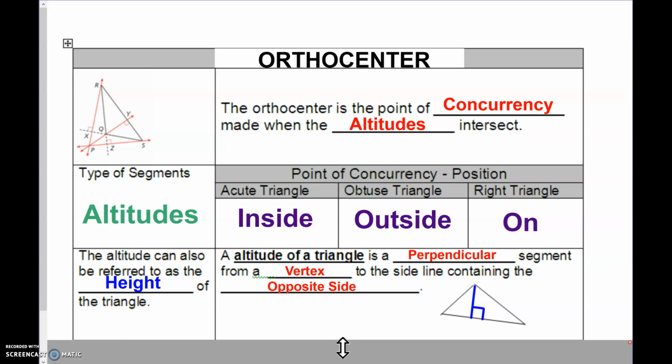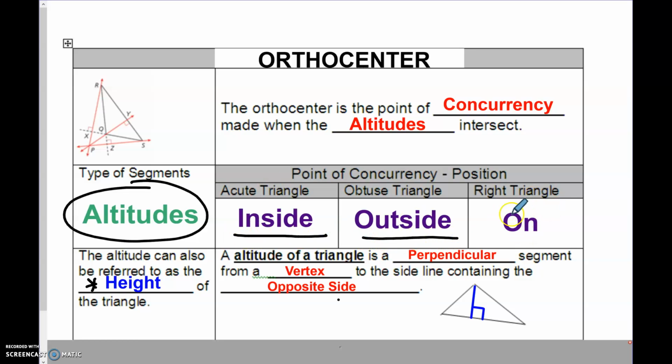So the orthocenter is made by the altitude, which can also be called the height of a triangle. Okay, it starts at a vertex and goes perpendicular to the opposite side. And if it's acute, it meets inside. If it's obtuse, it's outside, and if it's a right triangle, it meets at the right angle. So be specific. Don't just say on. It actually meets at the right angle. Okay, if you need to, stop it and copy down your information.